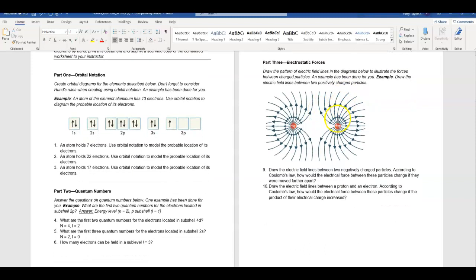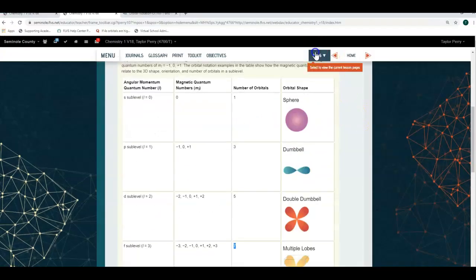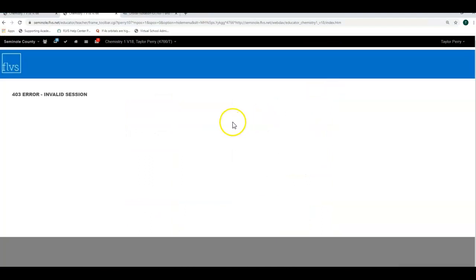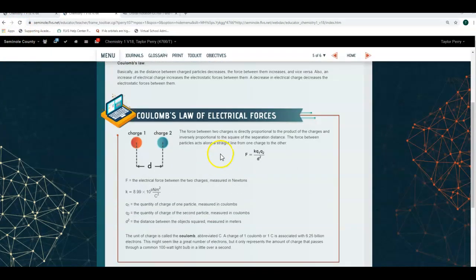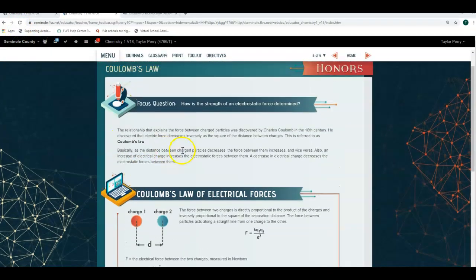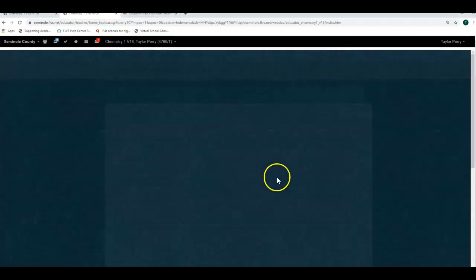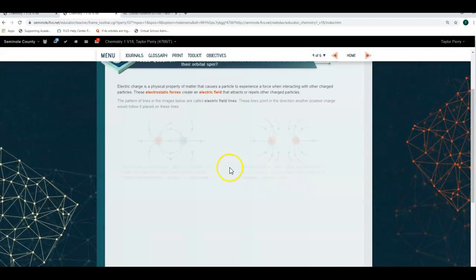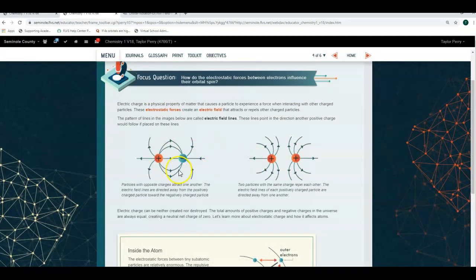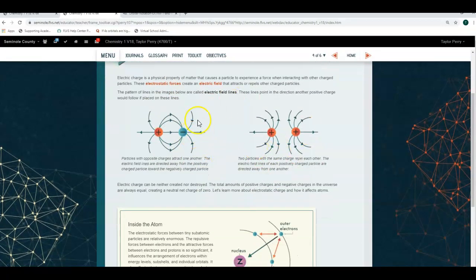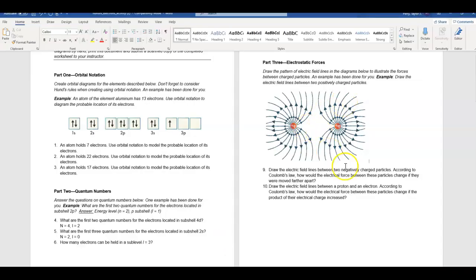For part 3, electrostatic forces, you should be able to figure this out. It's right here. Hold on, guys. Sorry about that. But for this one, you should be able to figure it out. It talks about everything right here, and I think on this page. Here you go. So here are your answers right here. Literally, here's your answer, so I'm not going to go into that one.